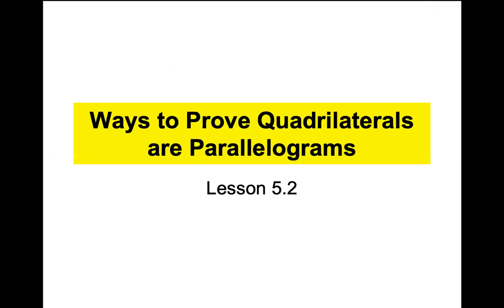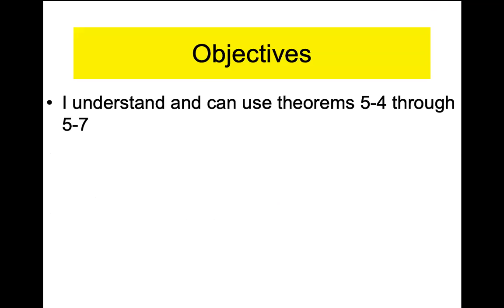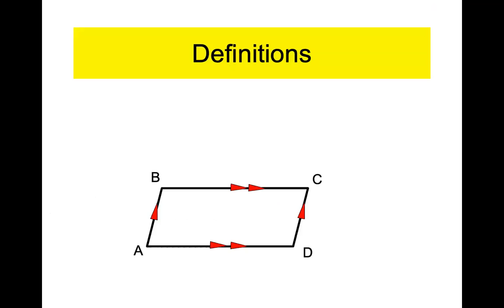Okay, so today is kind of like the reverse of what we did. Yesterday I gave you a parallelogram, and you told me something about it. Today I'm going to give you a quadrilateral, and you're going to prove that it's a parallelogram. It turns out there's 5 ways to do it. It's a lot, 5 ways, but why can't we just have one? Exactly.